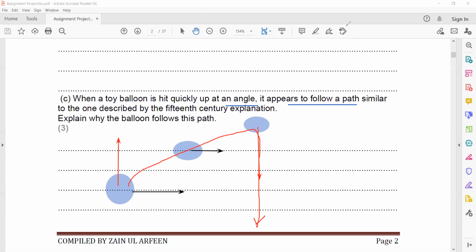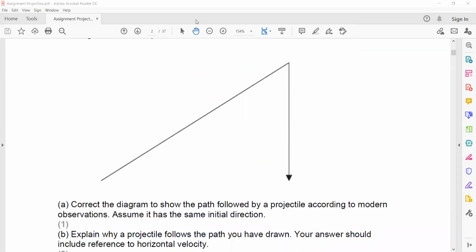Is it clear? Because practically the horizontal component is not constant. You just have to show a path to show a projectile motion.